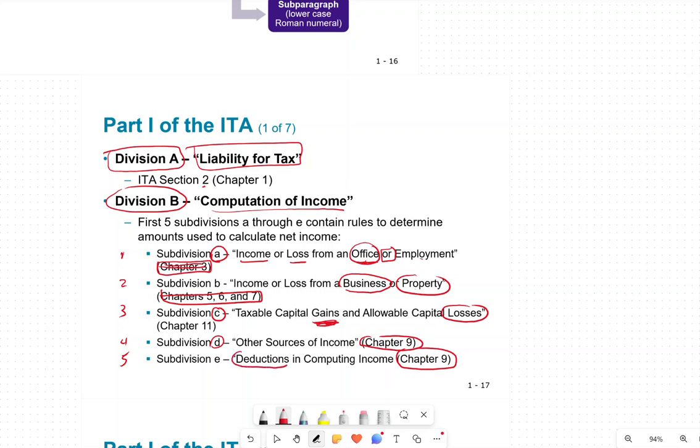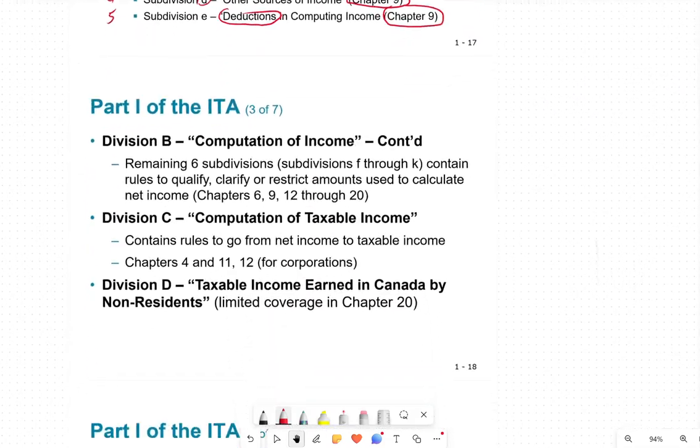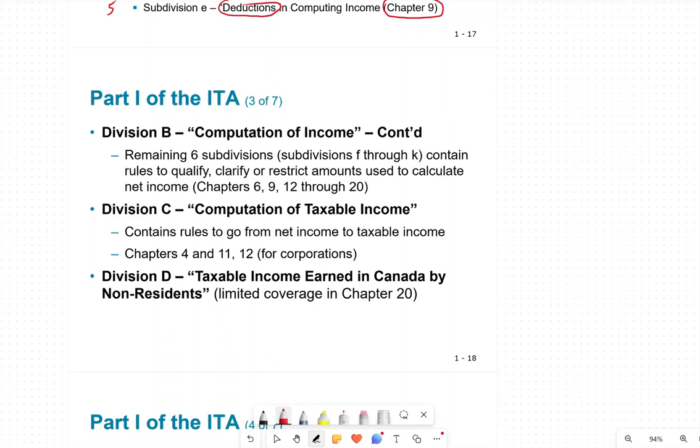And then we're talking about deductions. A, B, and C are the ones we're going to spend more time on. Then there are the remaining 6 subdivisions, F through K. I'm not going to worry about it now because we're going to talk about it more in Division B and C, and your Division D, which is non-residents, will be covered in volume 2.